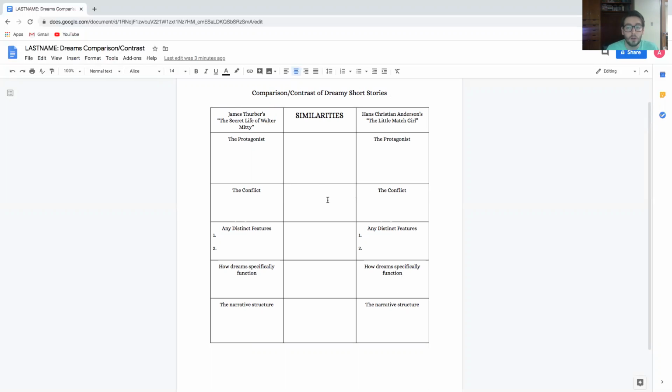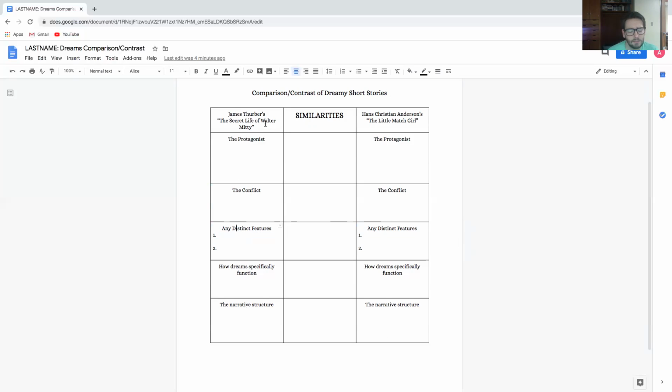So all you have to do is write 1 to 2 sentences in each of these boxes, with the exception of this any distinct features box, in which you'll need to include 2 separate things. So that would be 2 to 4 sentences total in these 2 boxes in particular, in this any distinct features box for both of them. So for example, there are 2 columns here that are specific to the actual story.